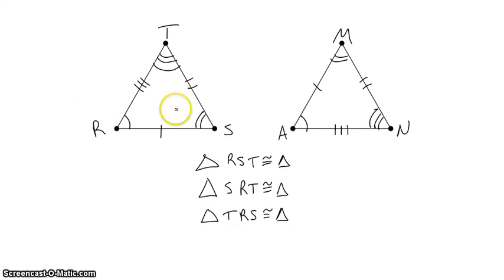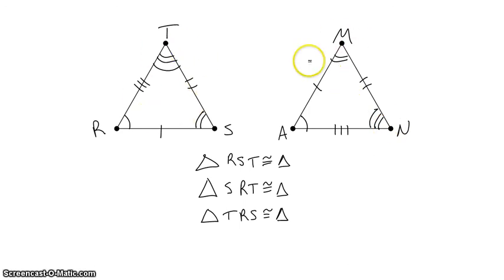When you look at two congruent triangles, you have to make sure that you are lining up the correct corresponding parts. If we look at point R, it forms a vertex, it forms an angle, and it has one arc mark, and it corresponds to angle A. Angle A also has one arc mark. Now if we look at vertex S, angle S, it has 2 arc marks. It looks like it should correspond to N.